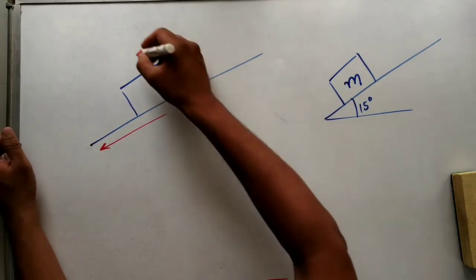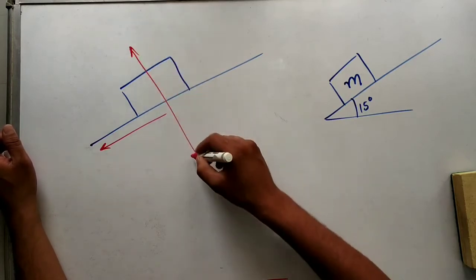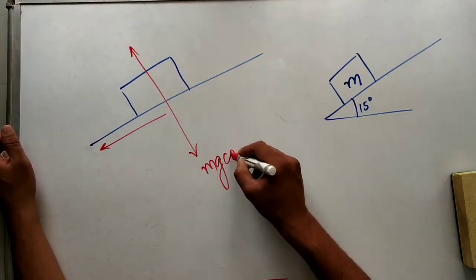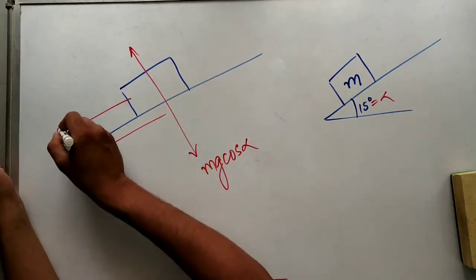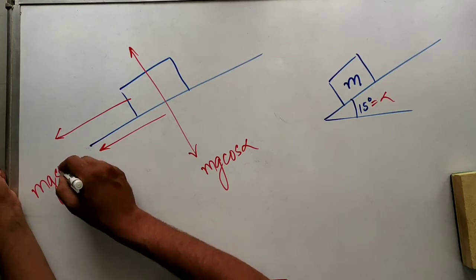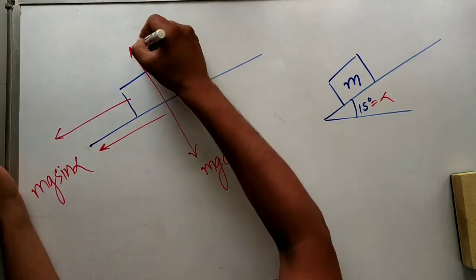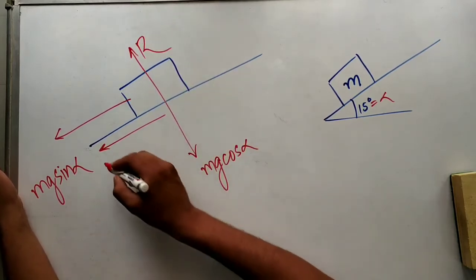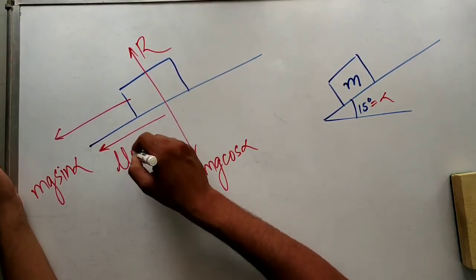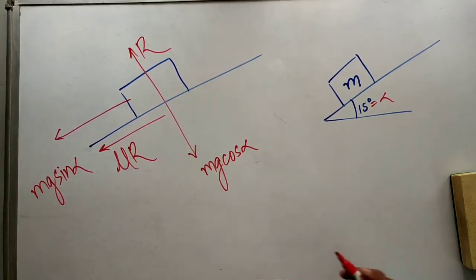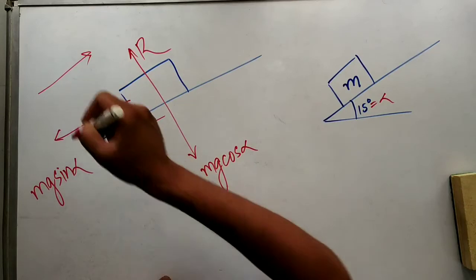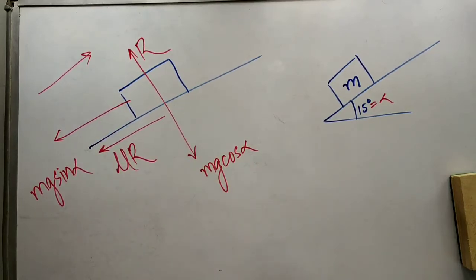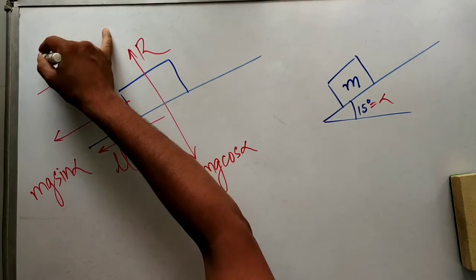And what are the other forces acting on the body? We have mg cos alpha, let us name this angle alpha, mg sin alpha, and the reaction and the friction acting on it, mu R. These are the forces acting on the body when the body is going up. This is discussing the ascent.